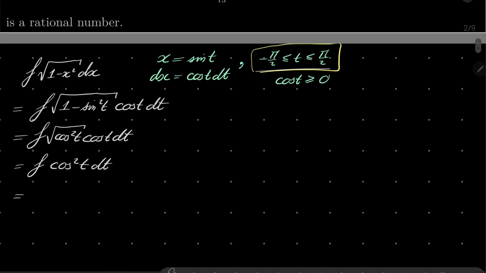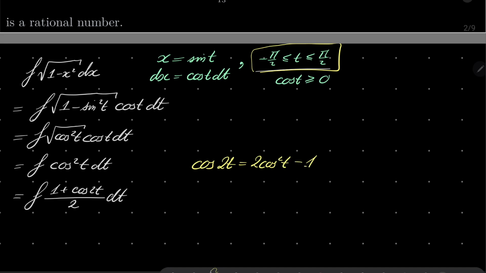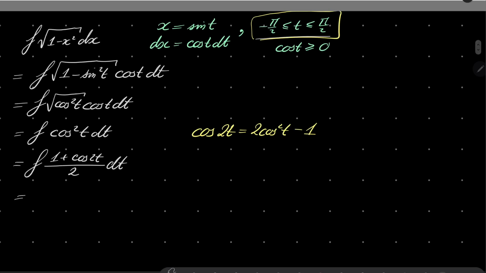Now I will use a well-known formula for cosine of double the angle, or rather that it can be written in this way. Why is that again? Because of this well-known formula: cosine of 2t is 2 cosine squared of t minus 1. So after finding cosine squared, you will get what I have written right here. And now it's an elementary integral. It's t over 2 plus 1/4 sine of 2t. Of course, plus some constant.